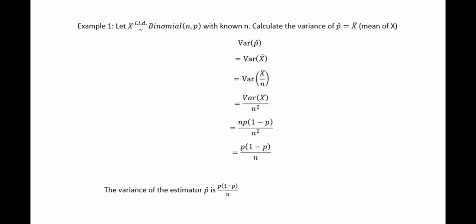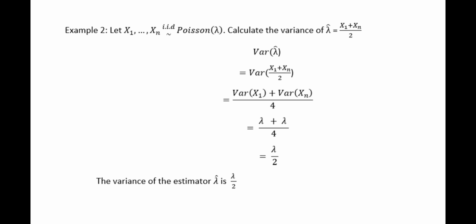Example 1. Let X be from a binomial distribution with parameters n and p. Calculate the variance of p hat equals X bar, the mean of X. So the variance of p hat is the variance of X bar, and X bar is X divided by n. A constant with respect to the random variable X can be taken out of the variance expression but squared, and the variance of a binomial distribution is n times p times 1 minus p. So we have the variance as p times 1 minus p divided by n.